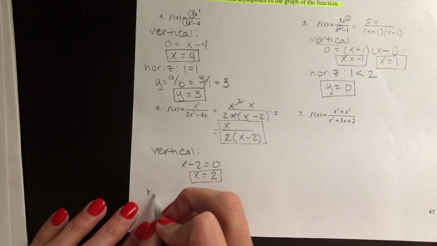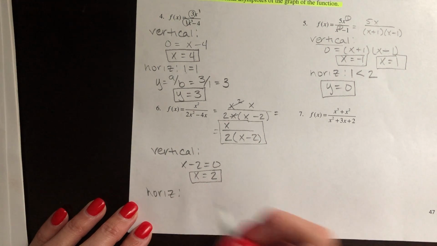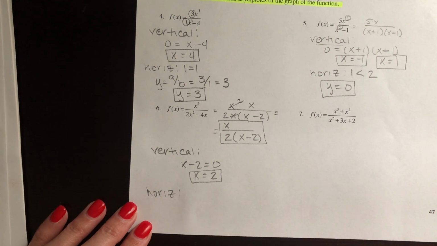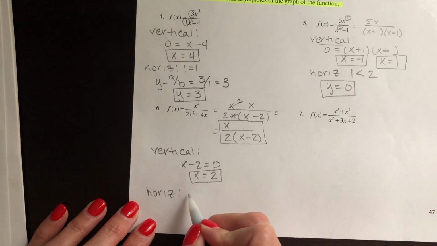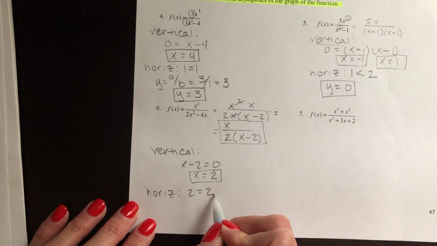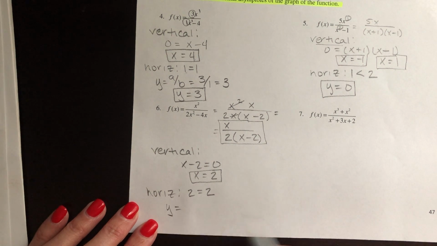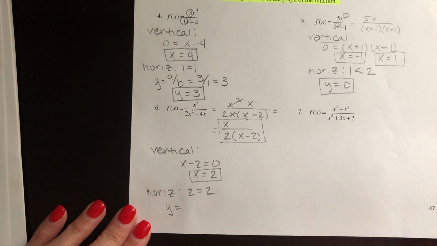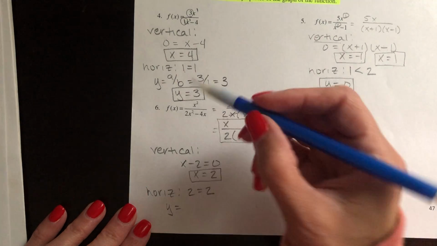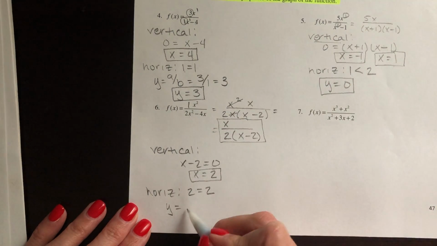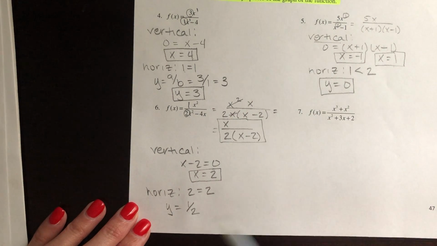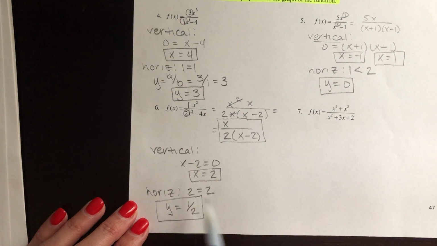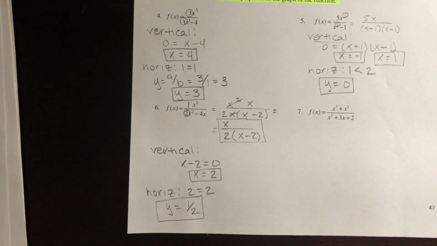And then horizontal, I have 2 equals 2 here. So that makes my horizontal asymptote the leading coefficients one over the other. So this would be leading coefficient of 1, leading coefficient of 2. So y equals 1/2 would be my horizontal asymptote there.